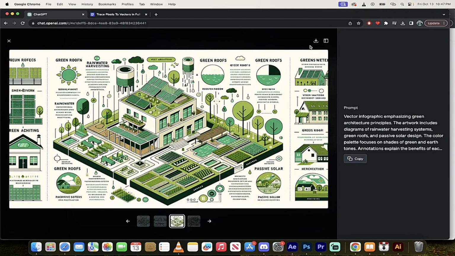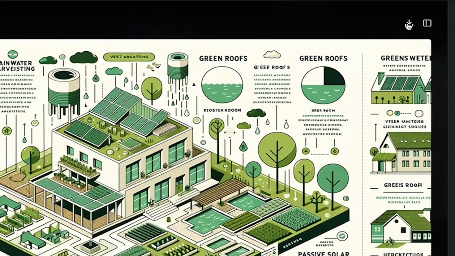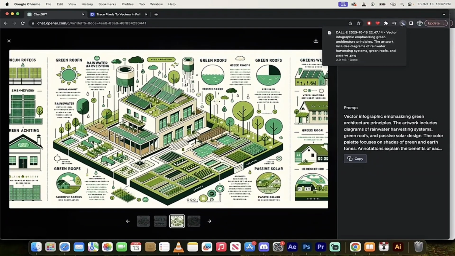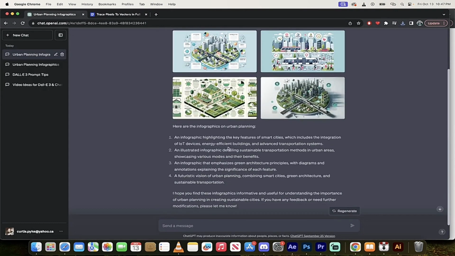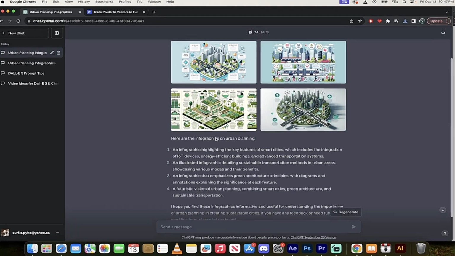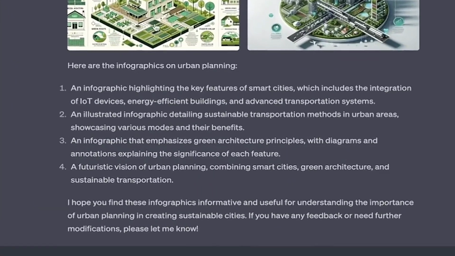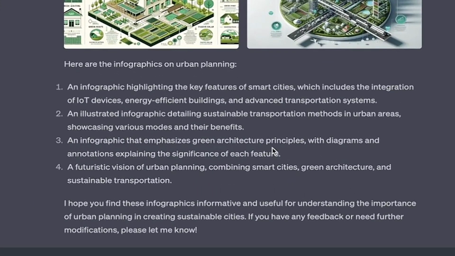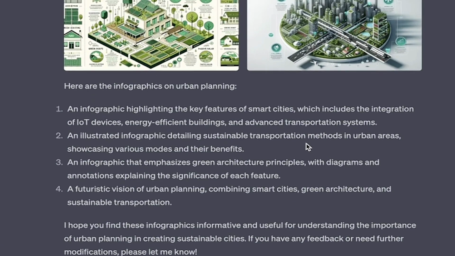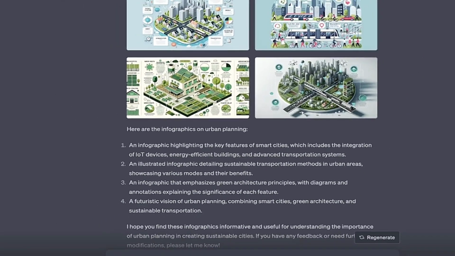So I'm going to go ahead now. I'm going to hover over here and click on that little download button, that little down arrow with the sort of upside down bracket underneath it. Either way, it's downloaded it here. So I'm just going to close out here, and you'll also notice that it also gives you a little description as to what is going on in each infographic. So this is the third one, green architectural principles, diagrams, etc. Awesome. Okay, so we downloaded it.